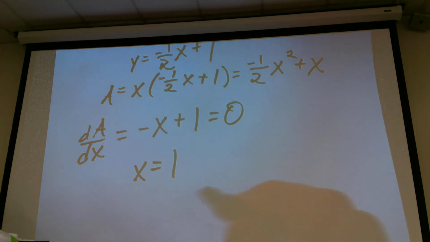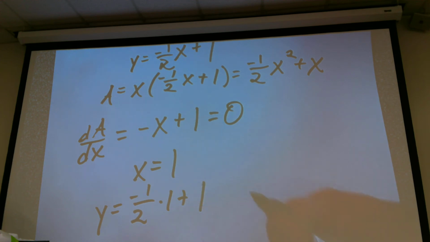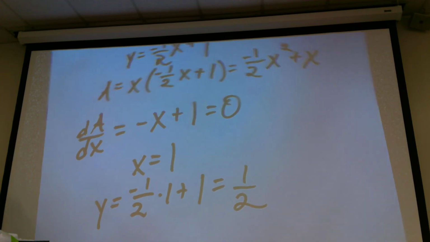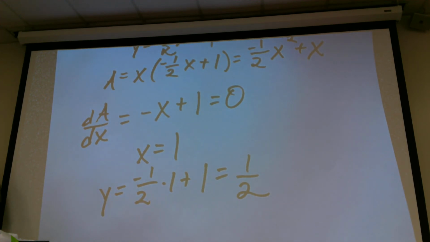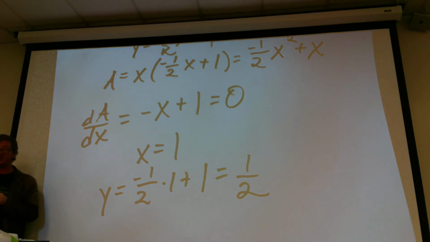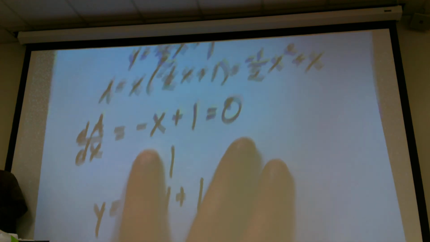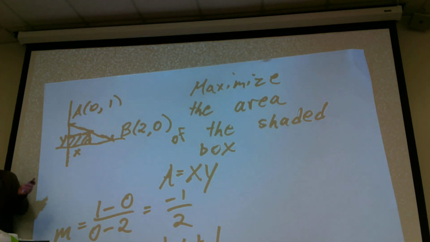And so y is going to equal negative 1/2 times 1 plus 1. Well, negative 1/2 plus 1 is just going to be 1/2. Those are the dimensions that are going to maximize the area. And if you want to find the maximal area, all you have to do is multiply them together, and you're going to get 1/2.